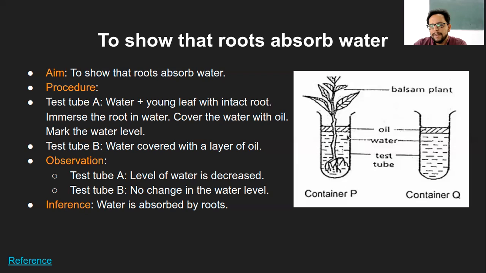So the oil level will come down along with the water level, which will also be reduced, of course. And in container B, there will be no change in water level. That is the observation. And then in conclusion, obviously, whatever was the aim, we have proved it, that is water is absorbed by the roots. I hope this part is clear to everyone. If there are any questions, you can ask.